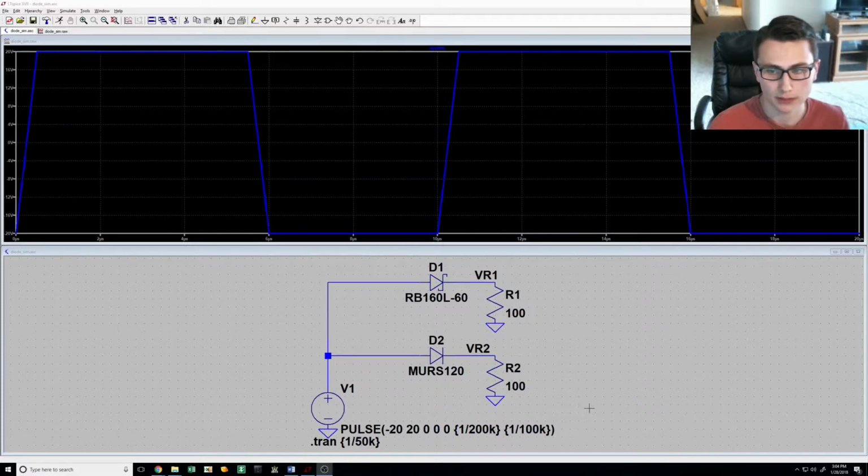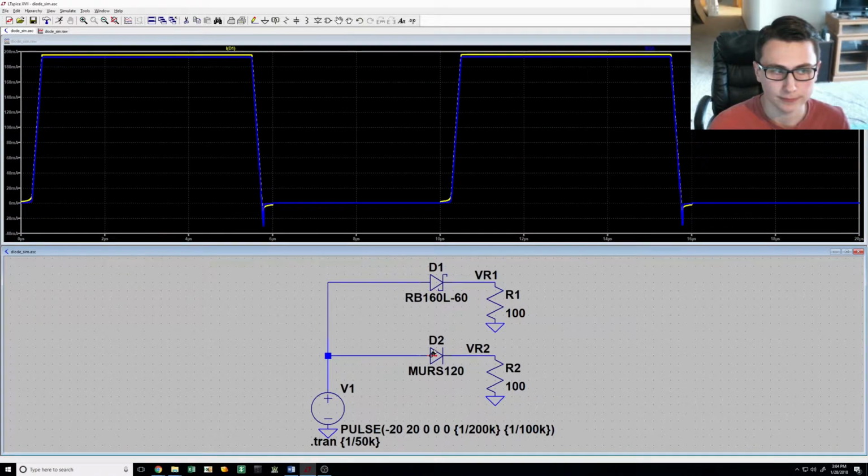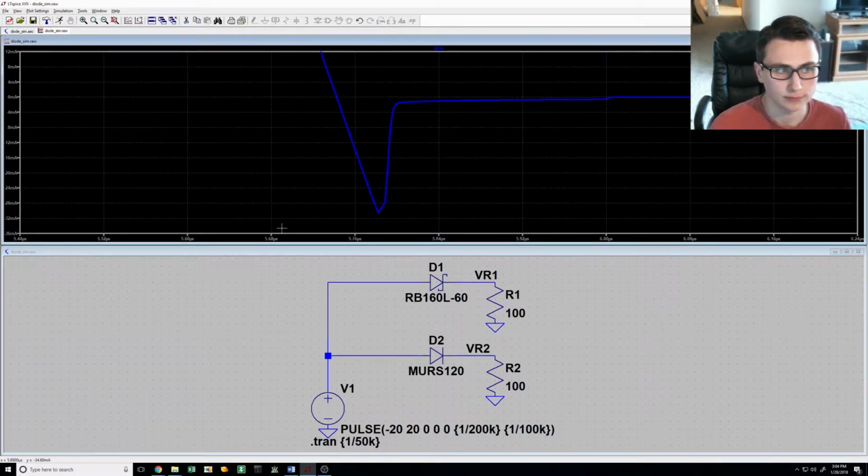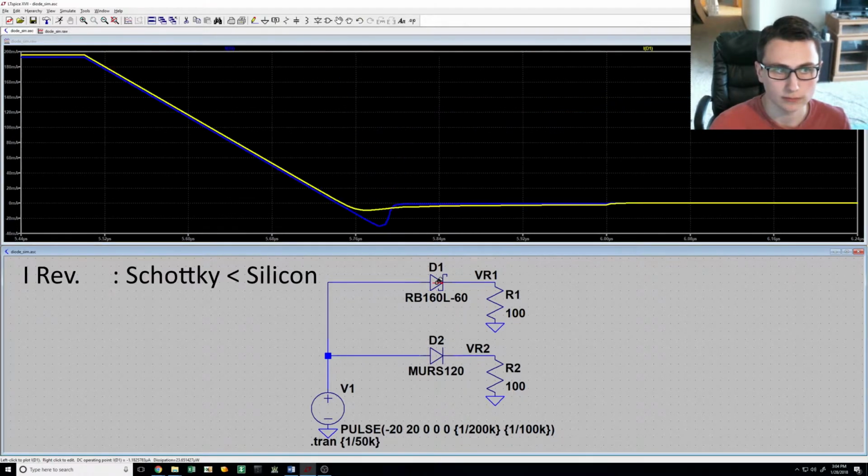Let's begin this comparison by plotting the current through each diode. Notice that there is some non-ideal behavior shown when the diodes are turning on and off. Let's take a closer look at where these diodes are turning off. Having zoomed in, it is clear that D2, the silicon diode, is letting more reverse current pass through than D1.